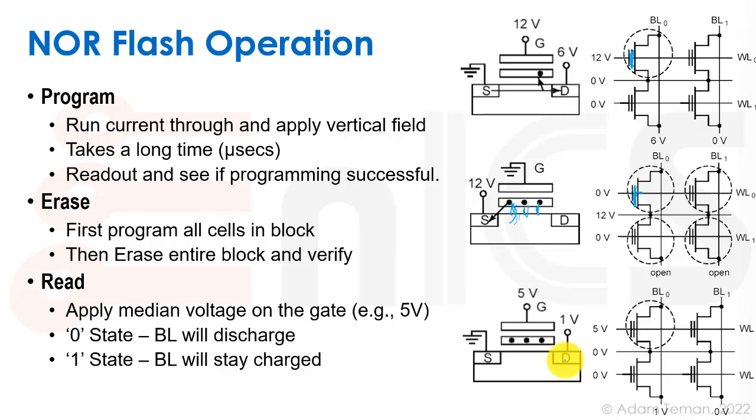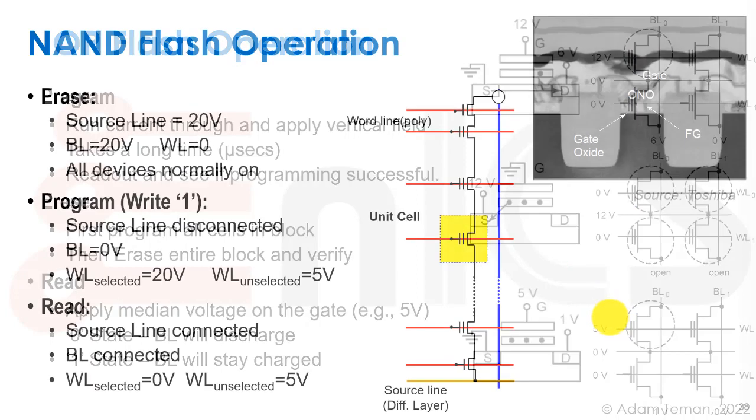We put a regular voltage across the source and drain, and we read it with some sort of a word line voltage that's going to be between the 2 thresholds that we saw before. If we saw that there were these 2 thresholds, the read is going to be somewhere over here. This is going to be the V read over here. Okay, so we apply a median voltage on the gate, something like 5 volts. A 0 state, the bit line will discharge. The 1 state, the bit line will stay charged. So that is how we read the NOR flash.